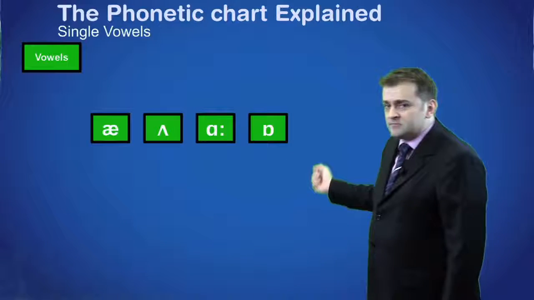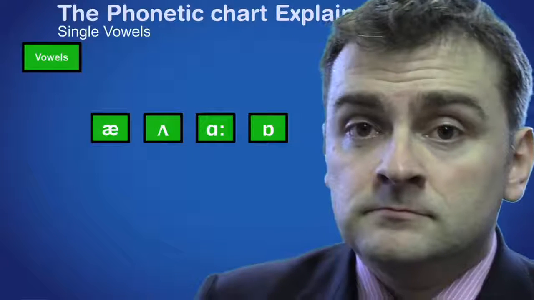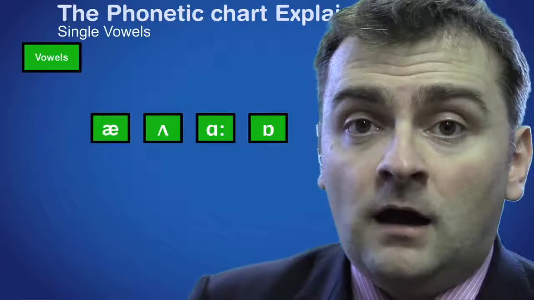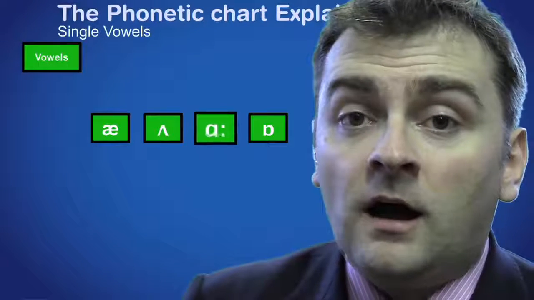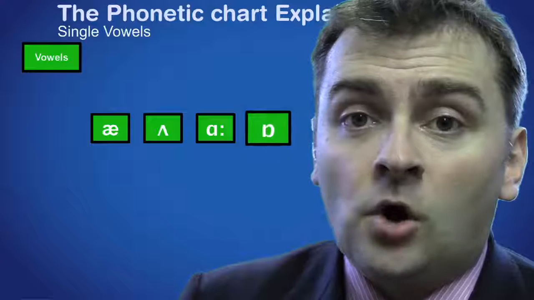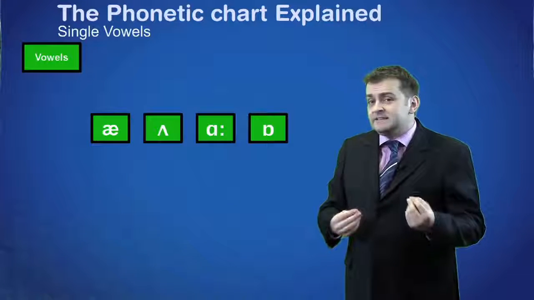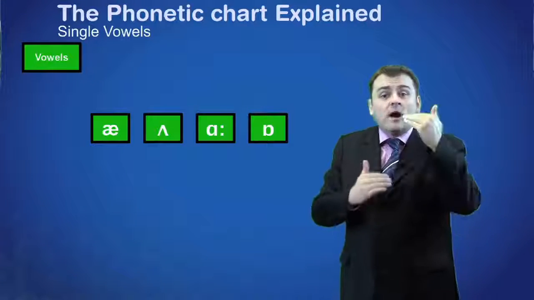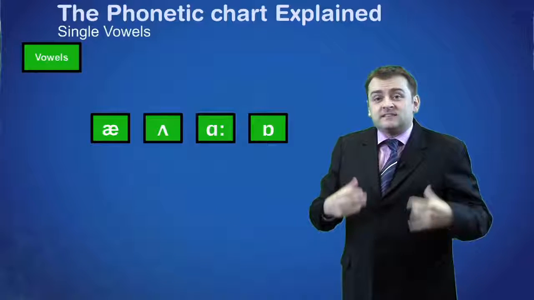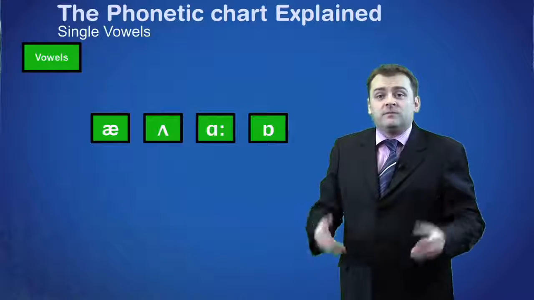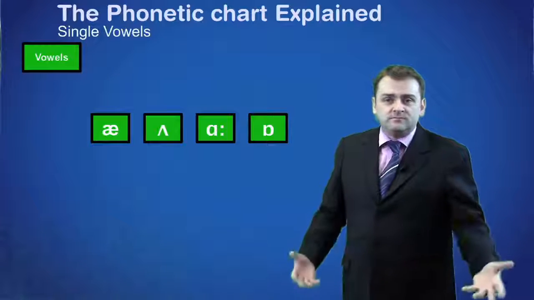On the bottom row we have the sounds A, Ah, and O. To make these sounds, our mouth should be almost wide open and it feels like the sound is coming from the bottom of the mouth. And that's why they're on the bottom row.